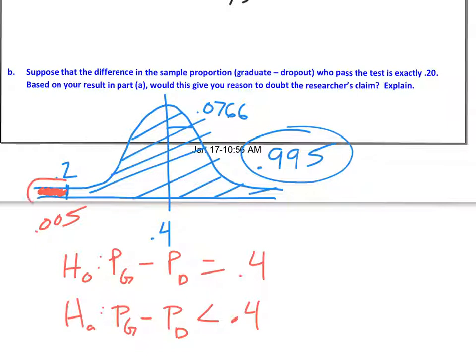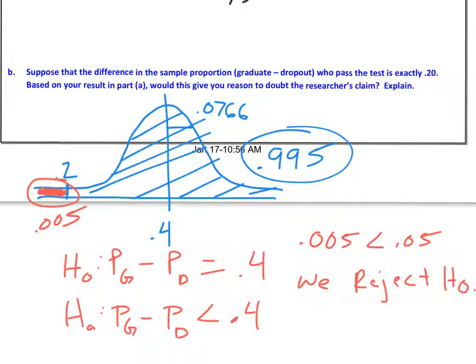And again, if I got one of these samples down here, if I saw the difference from my samples was less than 0.2, I'd say 0.005 is less than 0.05, and we'd reject H0, right? We would say we're convinced that the actual difference in these proportions is probably less than 0.4. Okay? Again, that would mean if I saw a difference in the pass rates of 0.2 from my samples.